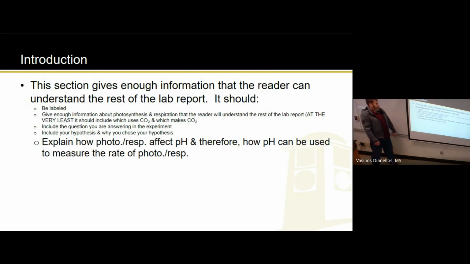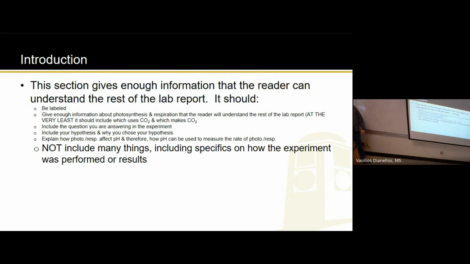And like I already mentioned, you should explain how photosynthesis and respiration change the pH. That way, the stuff later in the lab makes sense. There's a lot of things you should not include. So this is another big mistake people make. You don't need to talk about how you did the experiment yet. That's a whole different section. You definitely don't even mention the results because you gave a basic description in the abstract, and then later you're going to talk about it in more detail. But for the introduction, you don't need the results. You don't need the specifics of how you did the experiment, just the basics.